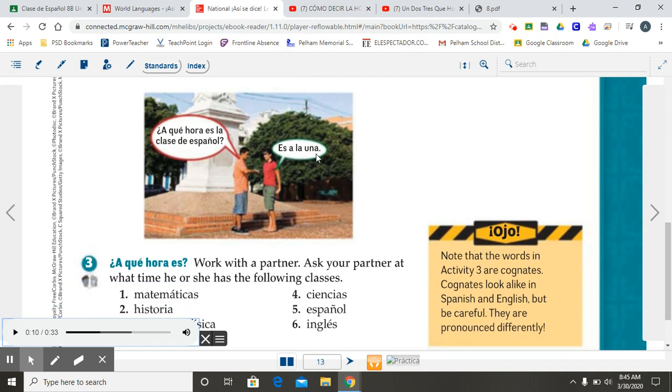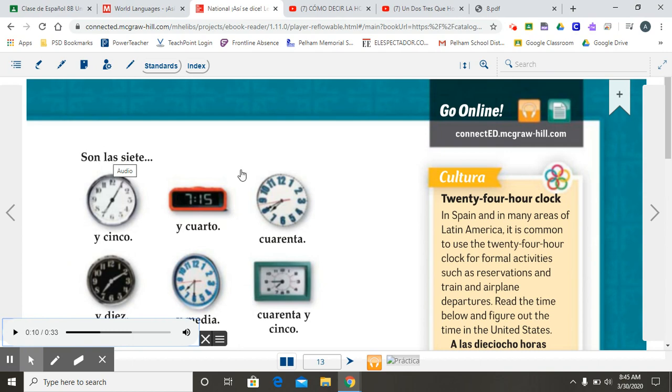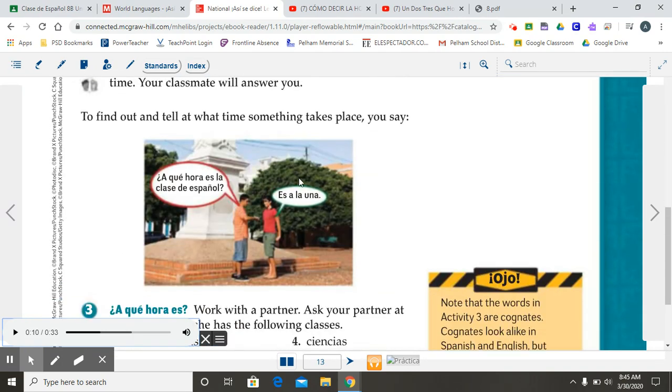If it's 1 o'clock, it's going to be la. If it's more than 1, notice how it's las with the S at the end. It's plural. Okay? So, for example, ¿A qué hora es lunch? At what time is lunch? All right? Es a la una. It could be 1 o'clock. Es a las dos. Remember, it's with the S at the end.